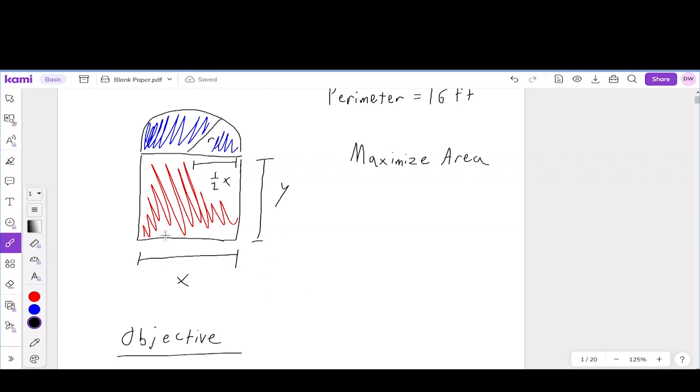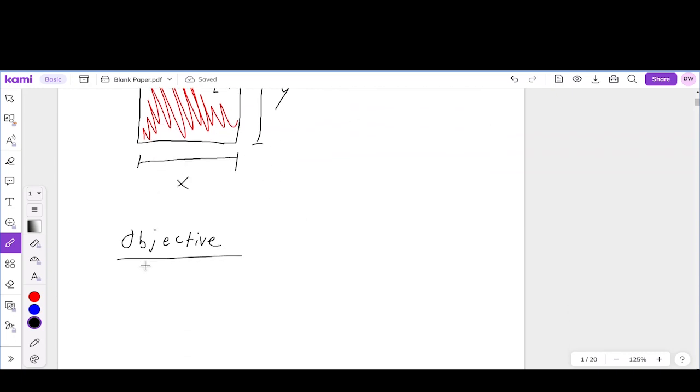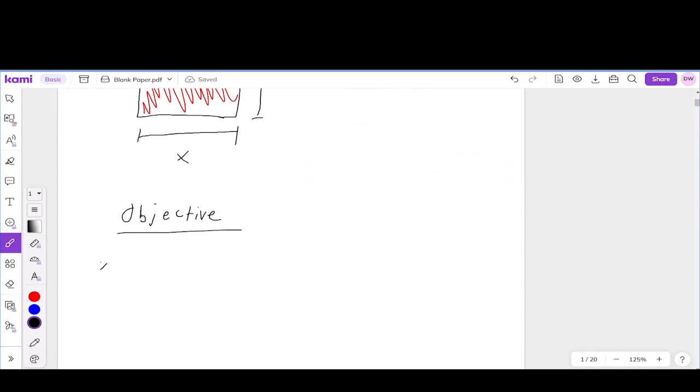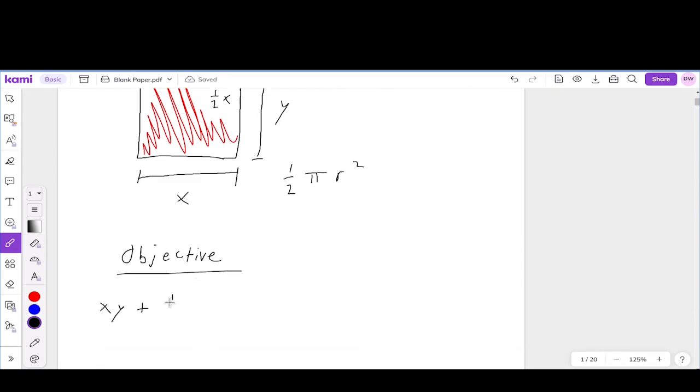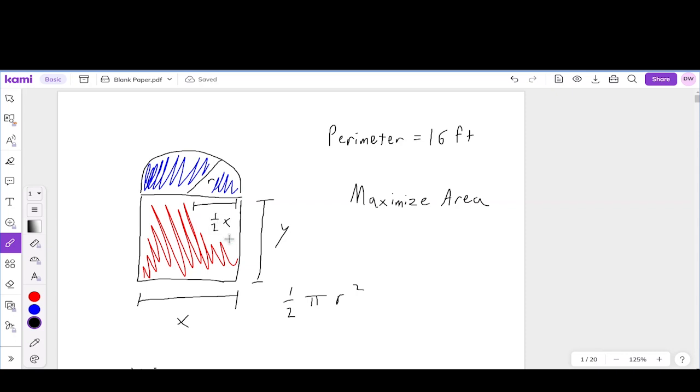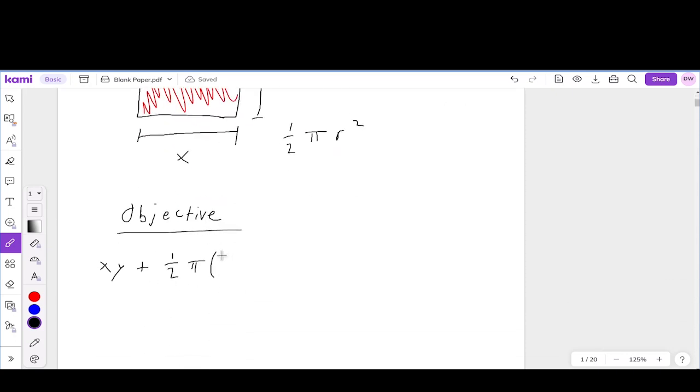The objective is going to be the rectangle plus the semicircle. The area of a rectangle is length times width, in this case x times y, plus the area of the semicircle. A circle, if you remember, is pi r squared, so in this case it's just 1/2 pi r squared for the semicircle. I am going to plug in the radius. The radius is, like we said earlier, 1/2 x. If you did not know that, then you're a little bit in trouble because we need to know that.